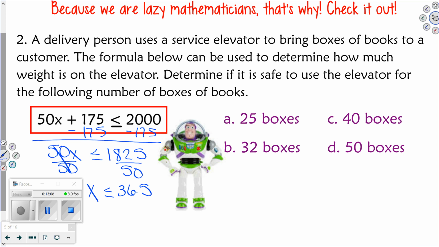So x, which stood for how many boxes of books I have, has to be less than or equal to 36.5 boxes. So real quick, now I solved that problem once. Can I answer really quickly now which one works? A, does 25 boxes work? Is 25 less than or equal to 36.5? Yeah. How about B? Yep. C? D? No. That's too much. It's going to put me over that weight limit of the elevator.